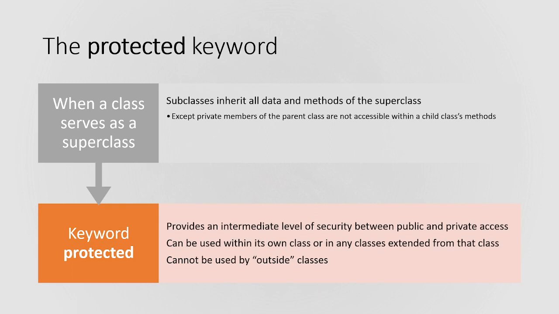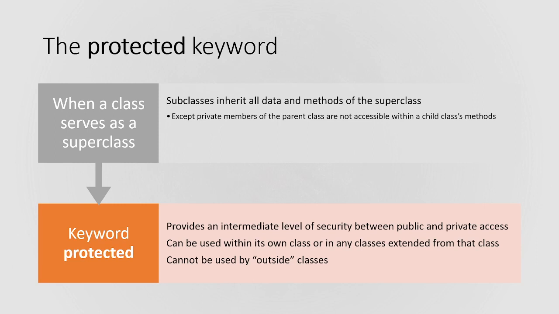Because it's private, private members of the parent class are not accessible within a child's class methods. That's pretty nifty. It allows us to hide information from children as well. And it means that there's a problem sometimes, because sometimes you might want a child to be able to access information.